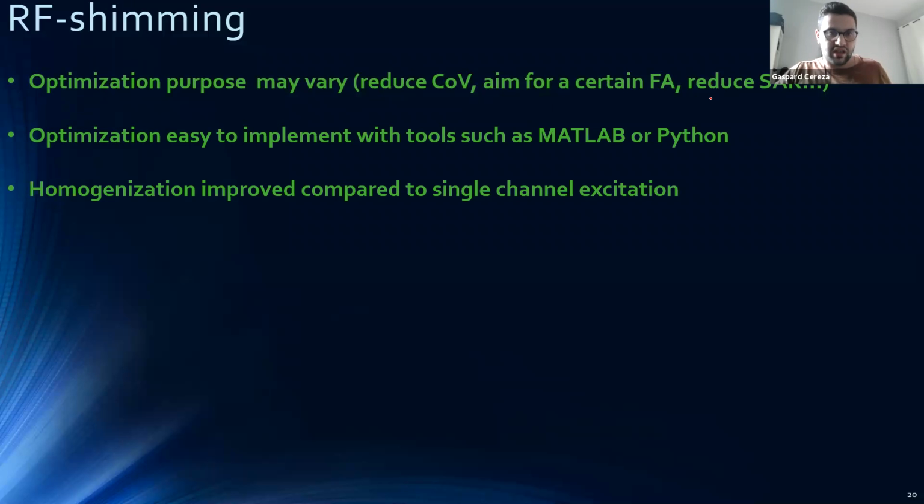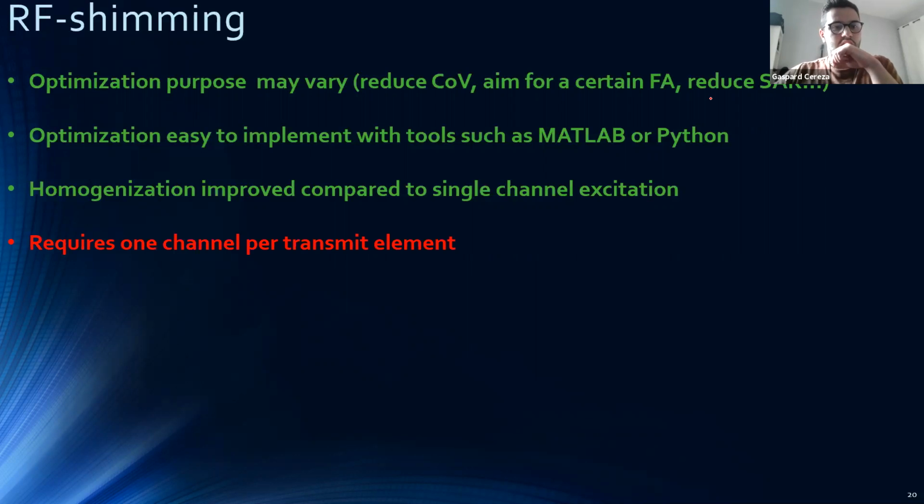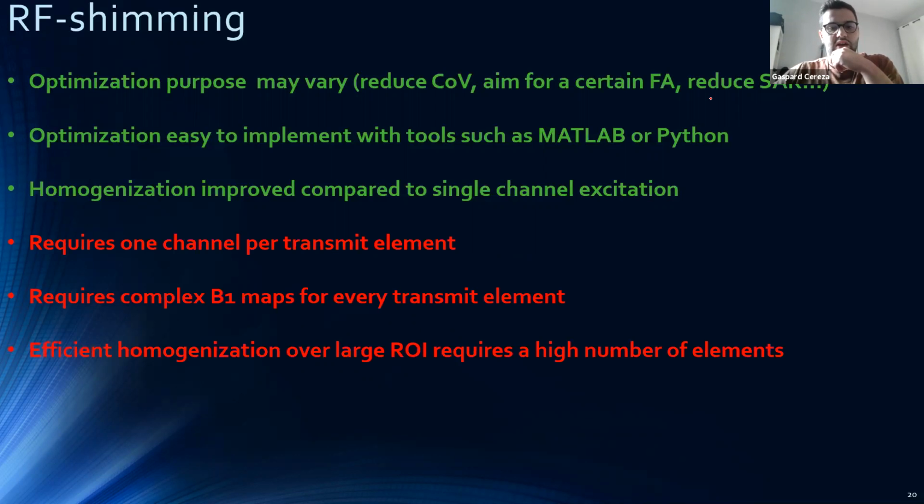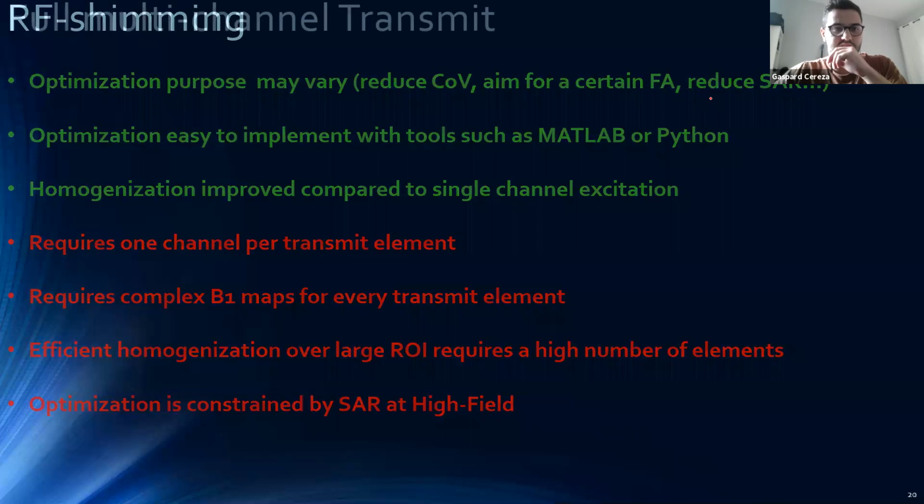The homogenization is improved compared to a single channel excitation, as we saw just before. The main problem is that it requires one channel per transmit element. It requires the B1 maps for every transmit element, phase and magnitude. If we want to homogenize over a large region of interest, we'll have to have a higher number of elements. And the optimization is also constrained by the SAR, the specific absorption rate, especially at high field, where the SAR becomes more important.